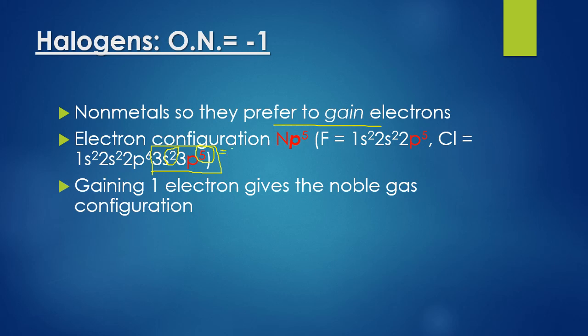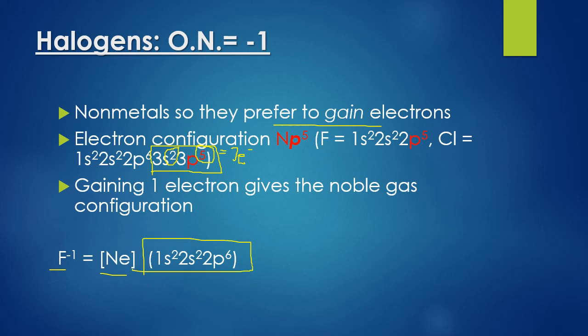That gives me a total of 7 electrons. Well, since chlorine wants 8 electrons, it's going to gain 1 electron to have 8. That means it's happy. So fluorine, when it gains 1, is now isoelectronic with neon because they have the same electron configuration. The same applies for chlorine, bromine, and iodine. They are isoelectronic with the noble gas in the same row.